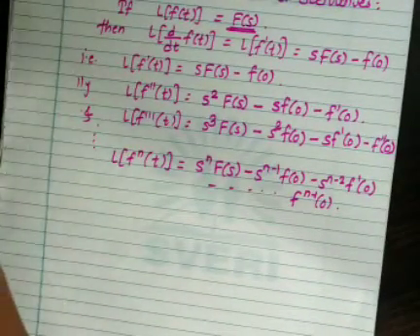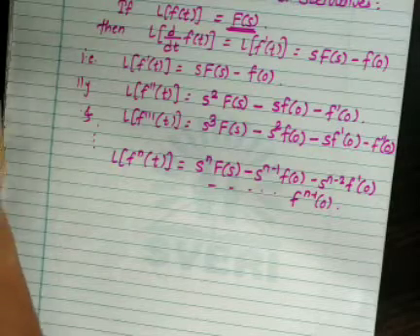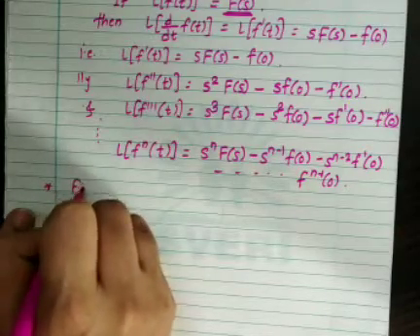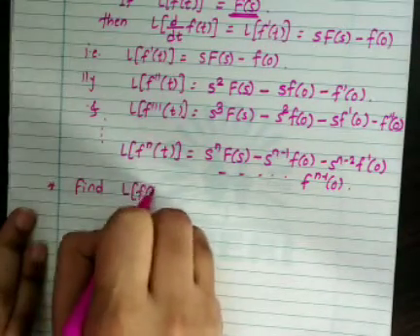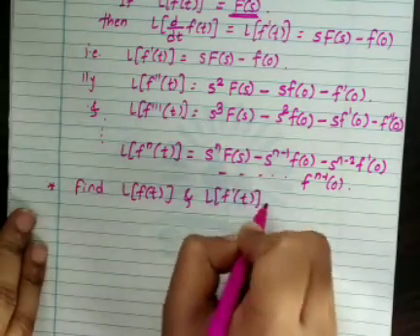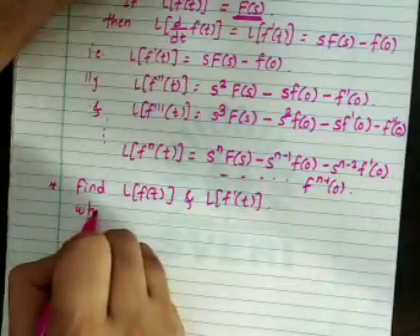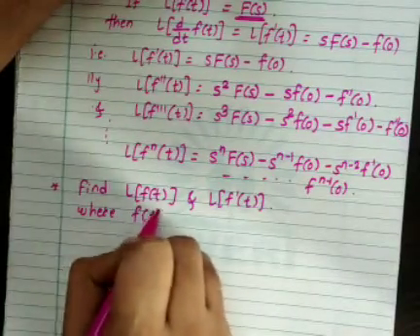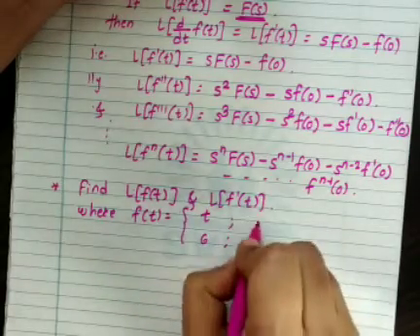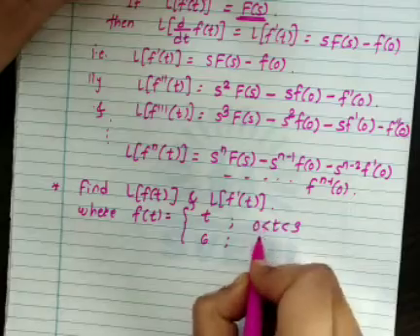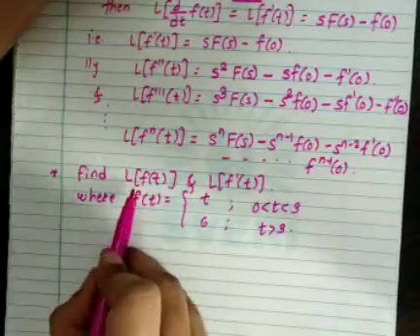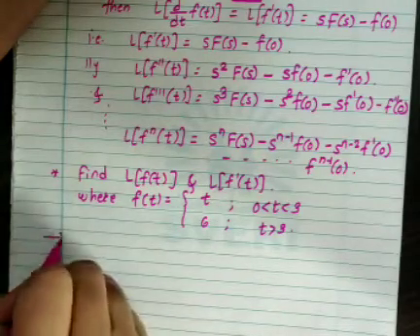We'll take one example. Find Laplace transform of f of t and Laplace transform of f dash of t, where f of t is t in 0 to 3, and 6 if t is greater than 3. We have to find Laplace of f of t and Laplace of f dash of t.